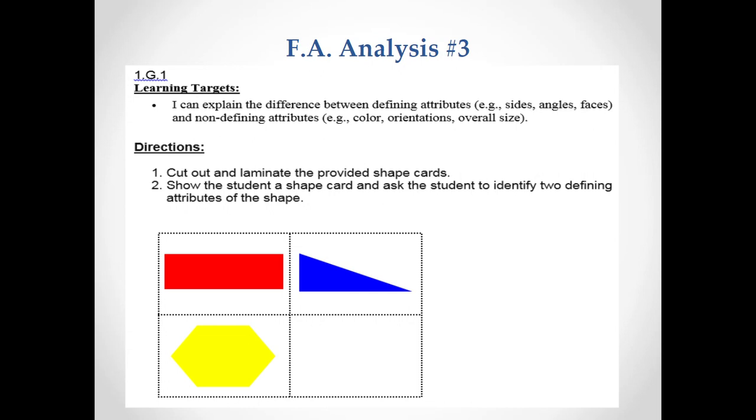So that said, this particular learning target talks about explaining the differences between defining attributes, which are sides, faces, and angles, and non-defining attributes, which are color, orientations, and overall size. So that's a lot of things, but first graders really are able to handle this. So the directions tell the teacher to cut out and laminate the shape cards that they're going to be using with the students. And then this is a verbal assessment. So they're going to be sitting in front of the student and they're going to be holding up the card and they're going to, according to the directions, ask the students to identify two defining attributes of the shape.